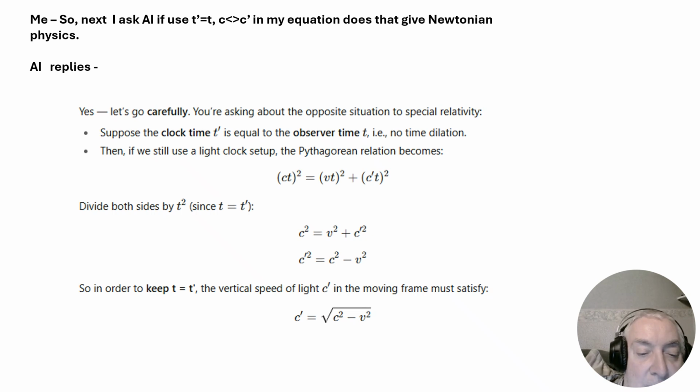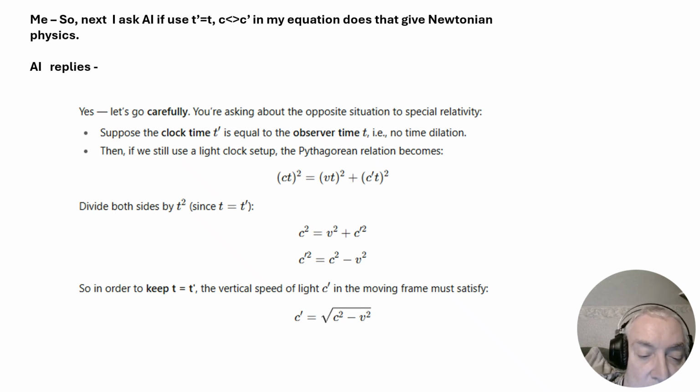So next I ask AI: if I use T prime equal to T with C not equal to C prime in my equation, does that give Newtonian physics? AI ChatGPT says yes. And let's go carefully. You are asking about the opposite situation to special relativity. Suppose the clock time T prime is equal to the observer time T, i.e. no time dilation. Then if we still use the light clock setup, the Pythagorean relation becomes the following equation.